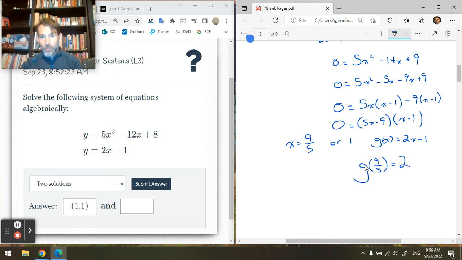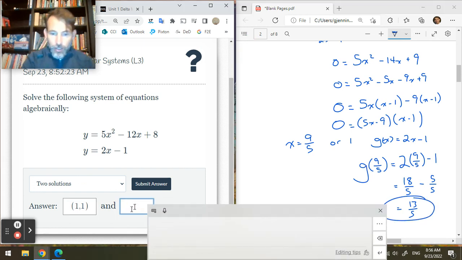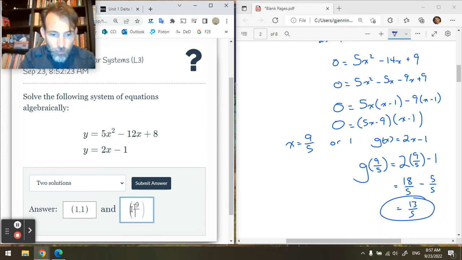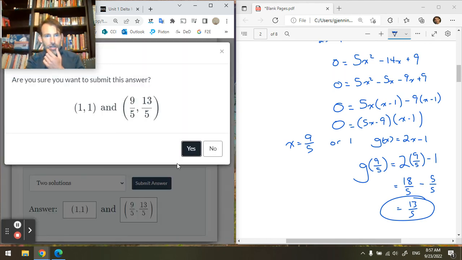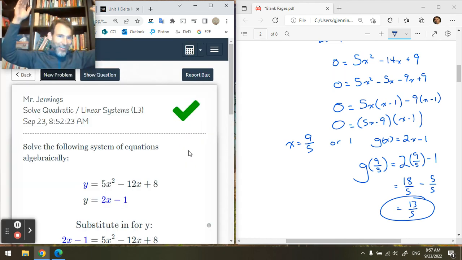Well, that's going to be equal to 2 times 9 over 5 minus 1. This is equal to 18 over 5 minus 5 over 5. This is equal to 13 over 5. And the same person that loves Fibonacci numbers is at work again here. So this is (9 over 5, 13 over 5). Submit answer. Hooray! Do those in your head for big, huge super points.